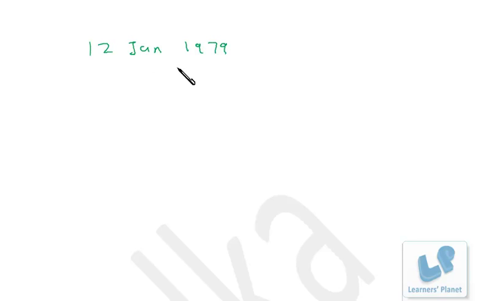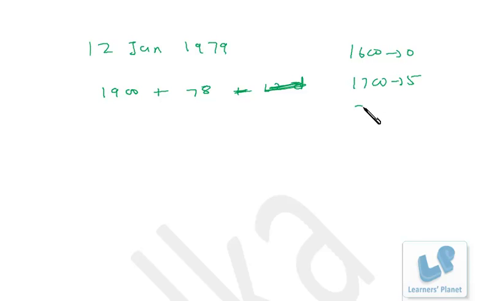Now 1979, we know 1600, 1700, 1800. 1900 is 300 more than 1600. So 1900 plus 78 completed years plus 12 days, right? So I just forget these 12 days for now, I'm just calculating till here. In 1600, we know that there are 0 odd days, 1700, 5, 1800, 5 twos are 10, that means 3 odd days, 1900, 5 threes are 15, that means 1 odd day. So in 1900, 1 odd day is there.